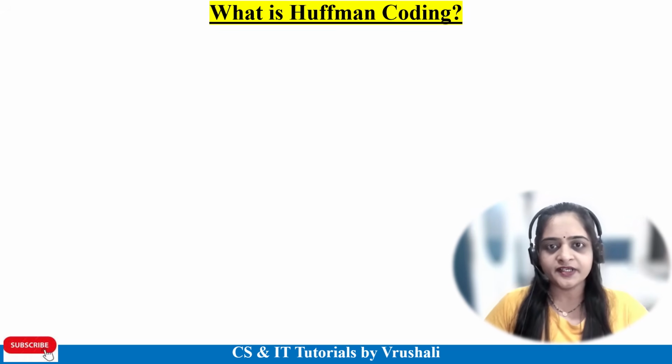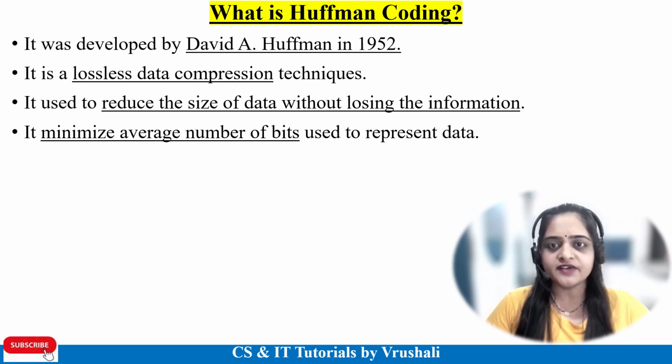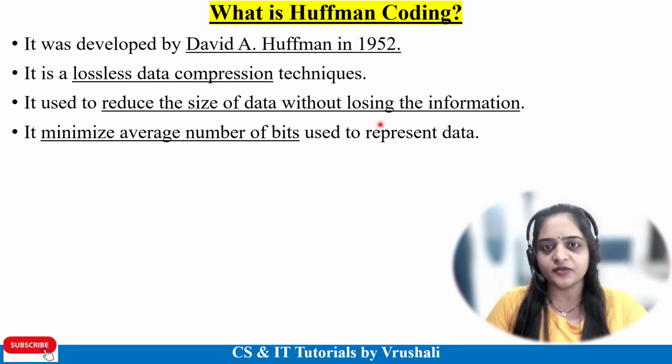What exactly is Huffman coding? Huffman coding was developed by David Huffman in 1952. It is one of the lossless data compression algorithms. If we want to reduce the size of a file or folder without changing the information, at that time the Huffman coding algorithm is used. That's why it is called lossless data compression. Lossless means reducing the size of data without losing the information.